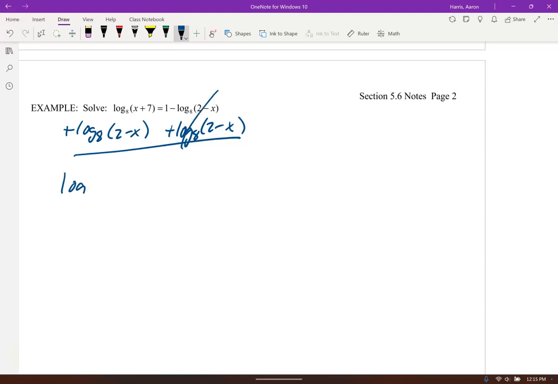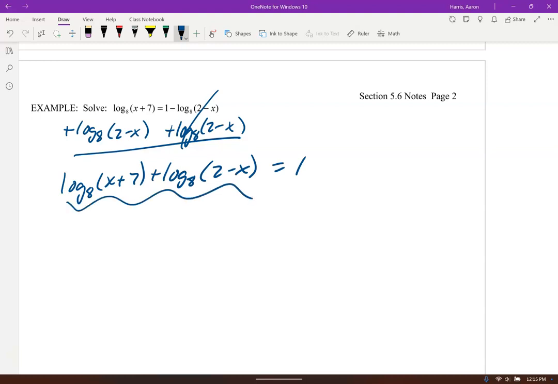So I have log base 8 of (x + 7) plus log base 8 of (2 - x) equals 1. The reason I did that is because I know I can condense those. So log base 8 of u plus log base 8 of v is log base 8 of u times v. In other words, we got log base 8 of (x + 7)(2 - x) equals 1.